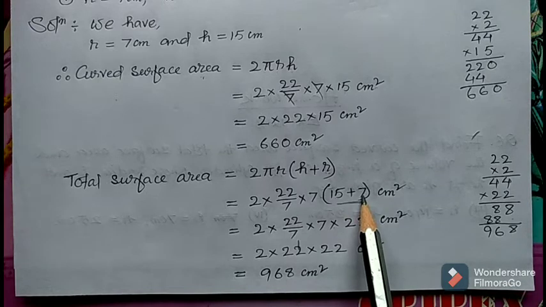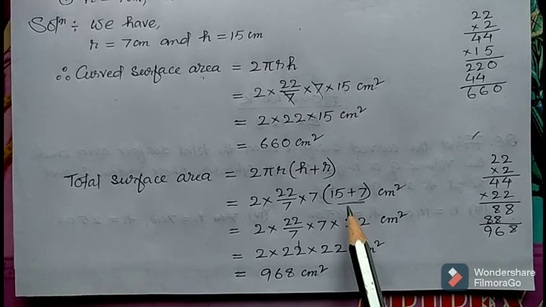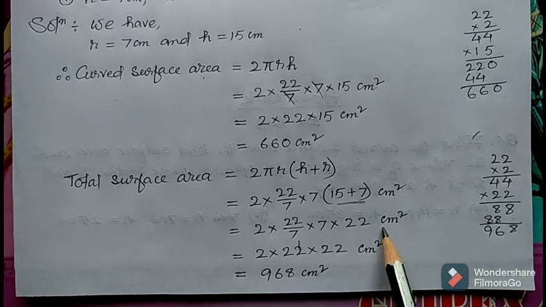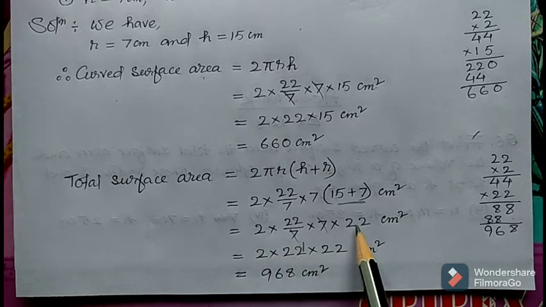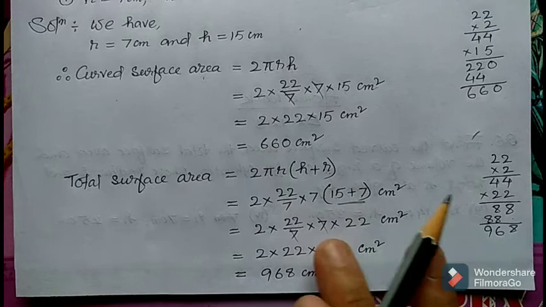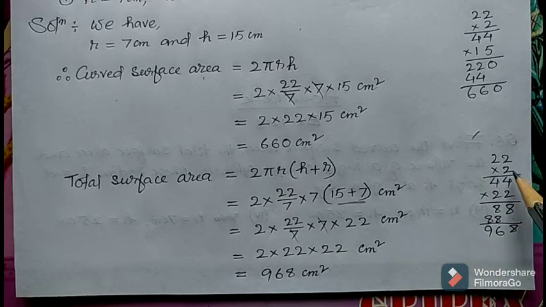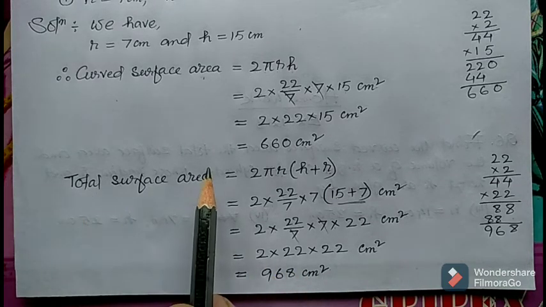2 into 22 by 7 into 7 into the bracket; between 7 and the bracket there is no sign, so it is into. What is 15 plus 7? It is 22. It is again centimeter square because it is area. Again you can see this 7 in the denominator and 7 in the numerator can be cancelled. Then finally we are left with 2, 22 and 22. Multiplication of these three numbers, you can see worked out in your rough column: 22 into 2 is 44, 44 into 22 is 968. So 968 centimeter square is the total surface area of the cylinder.